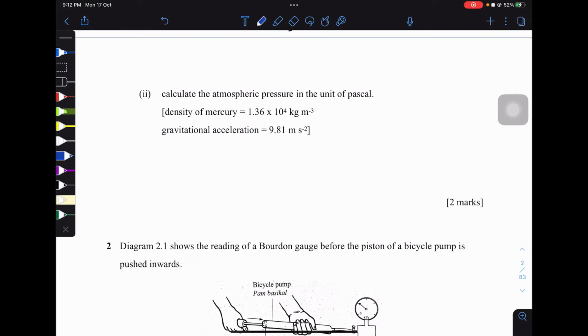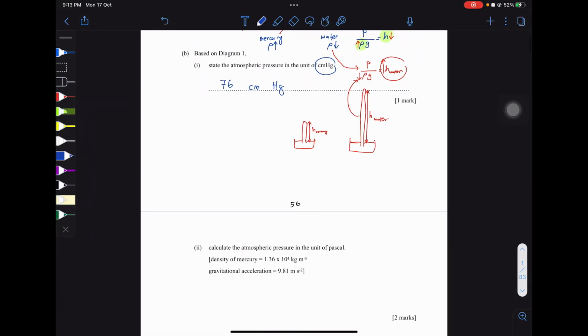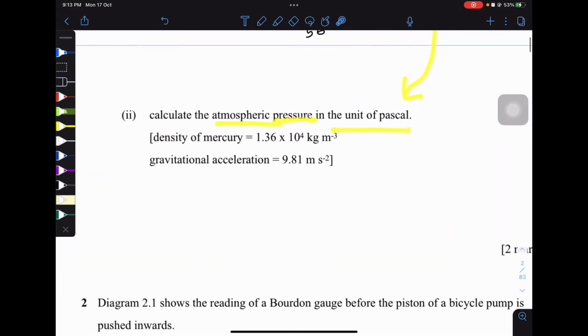The next question: calculate the atmospheric pressure in the unit of Pascal. So what's the difference between these two questions? It's just the unit. The first question wants the atmospheric pressure as the physical quantity. Number 2 is also the same physical quantity, atmospheric pressure, but the unit is different. So how do we convert to this unit? That's the question.